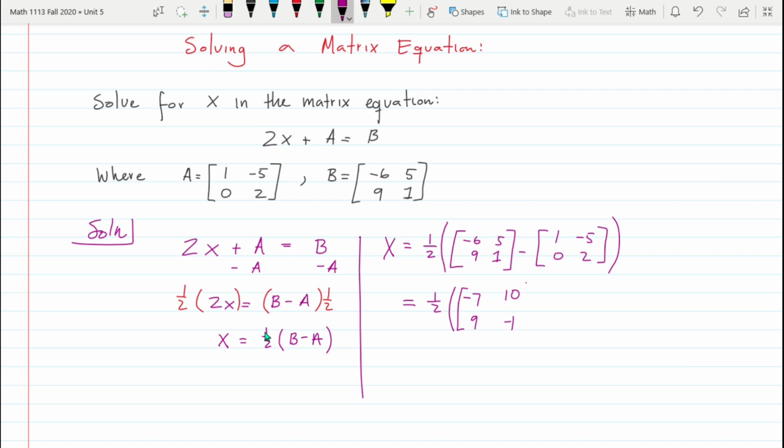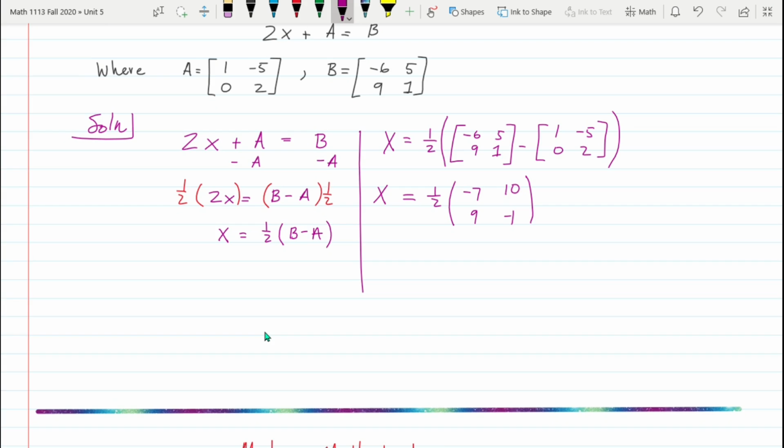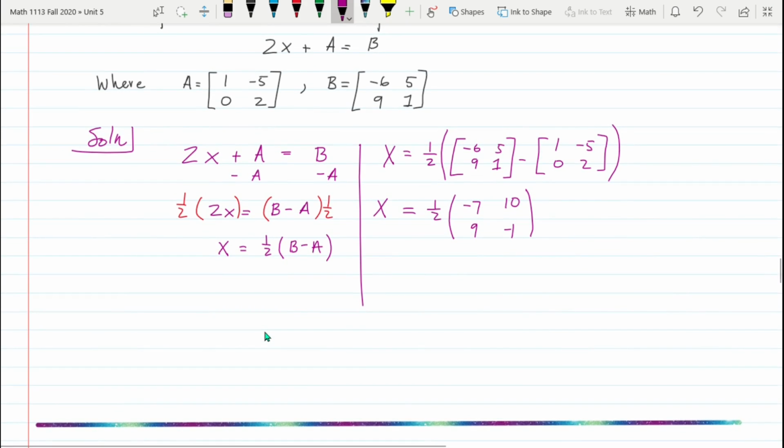And you can see matrices being represented in different ways. It could be a square bracket or a big parentheses like this. That works, and that should be fine as long as you understand that what you have inside of the parentheses is a matrix. Okay, so this is equal to negative 7 over 2. This becomes 9 over 2. 10 over 2 is 5.